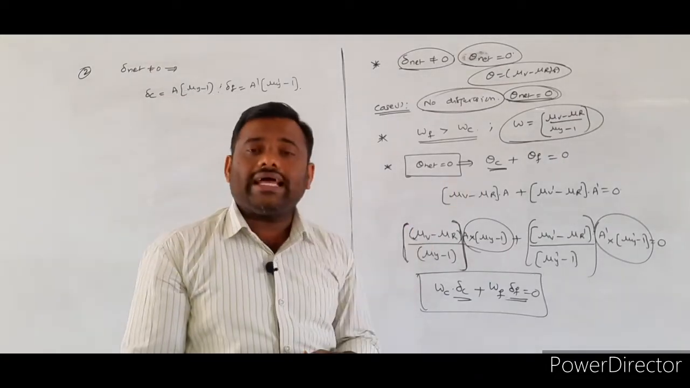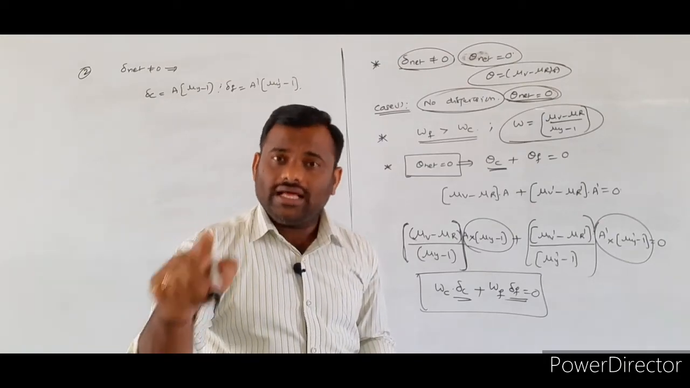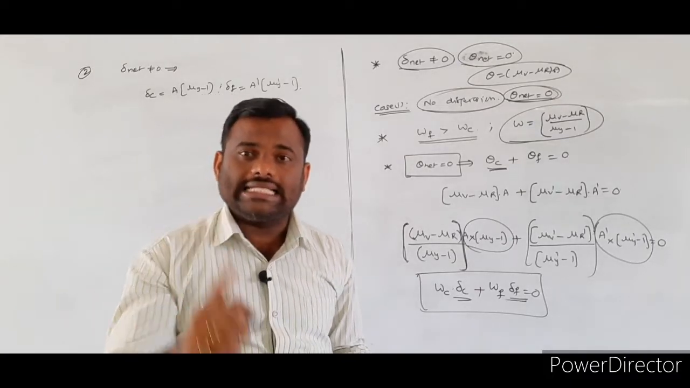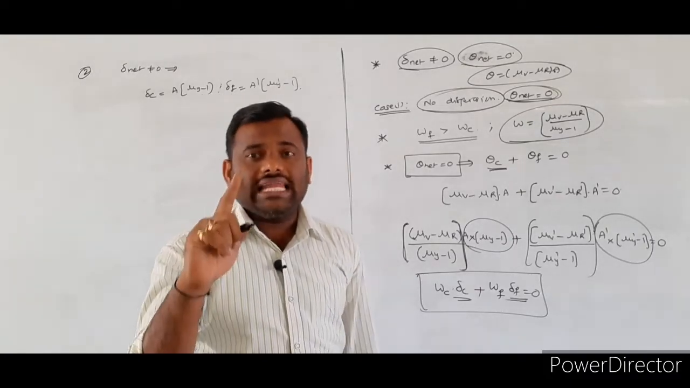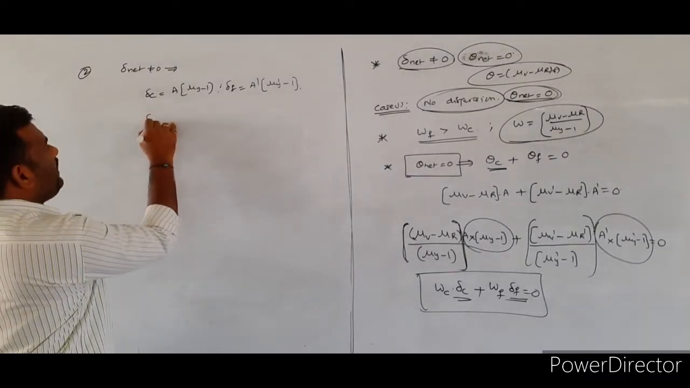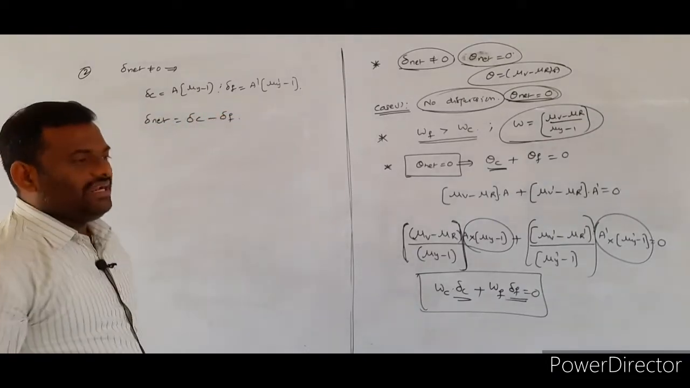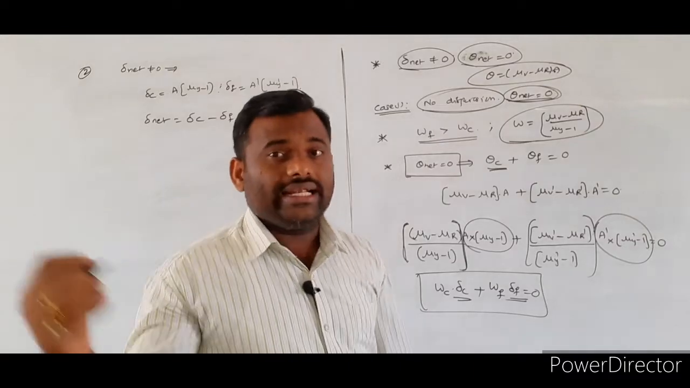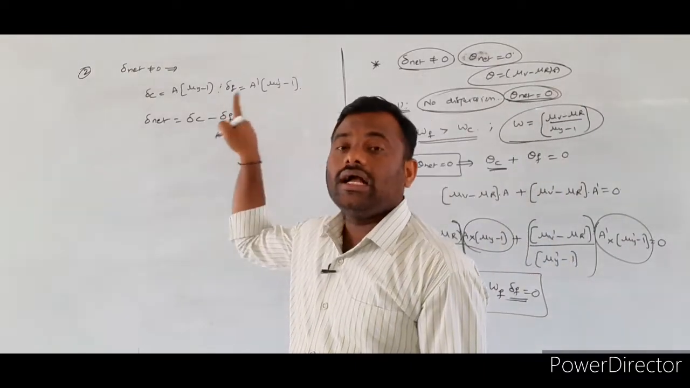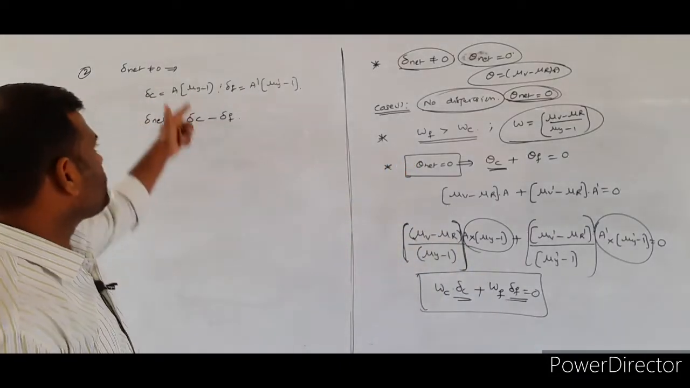Since in the given diagram the flint glass is arranged in the reverse order, the angle of deviation produced by the flint glass will be opposite to the angle of deviation produced by the crown glass. So here I will write delta net is equal to delta c minus delta f. Why did we write the minus here? Because the flint glass is arranged in the reverse order. Now, simply we will substitute these values.